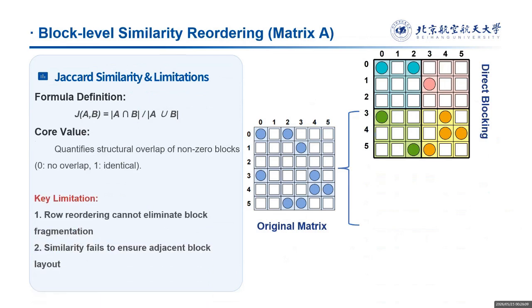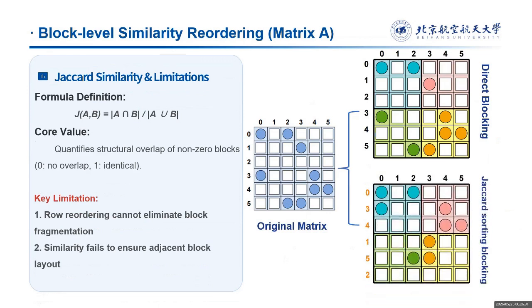However, simple row reorder is not enough. It may group similar rows together, but it may still fail to create compact blocks for tensor cores. For tensor core computation, the block level layout is more important. So, in our method, we focus on block column coverage, not just the original column index.